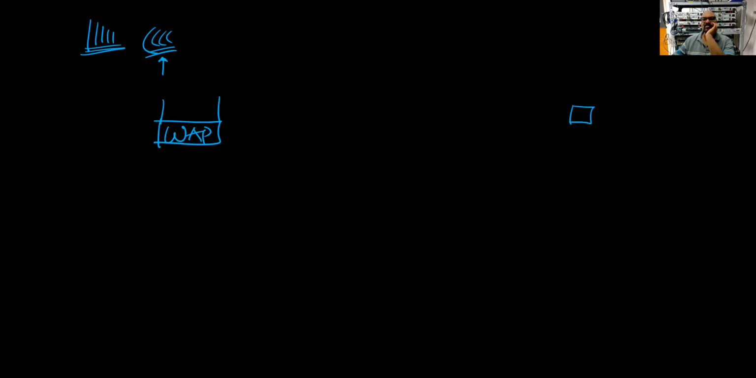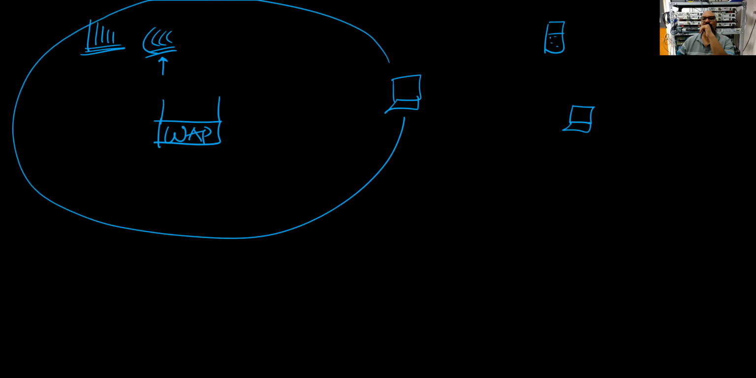Somebody is here. Your laptop is here, right? A mobile phone is here, let's say. And somebody is here. Now this is the maximum range, let's say 2.4 gigahertz. Let's say this is the 5 gigahertz range.